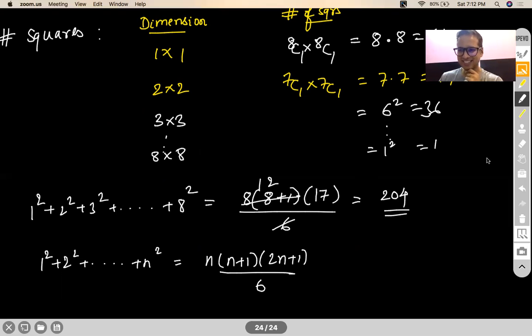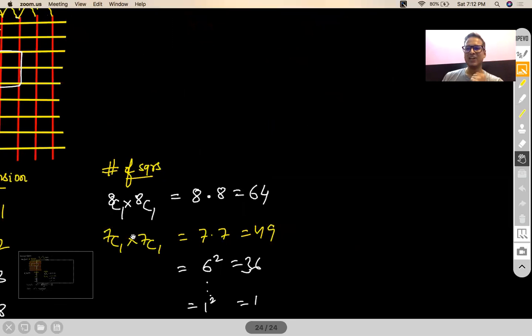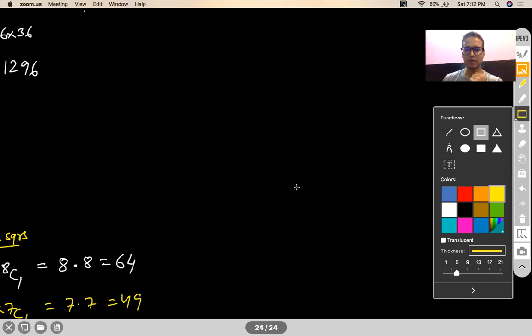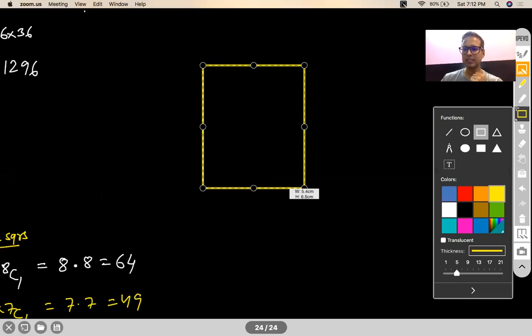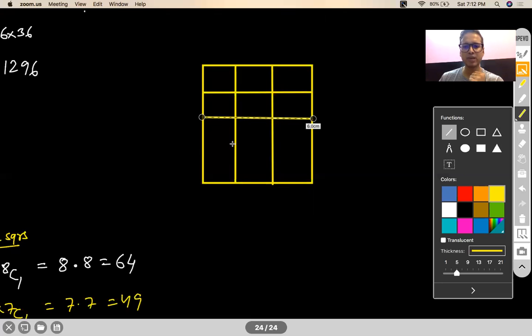Got it? Okay. All right. Now let's do a question. Let's say each of these boxes is a square. Okay. Each of these boxes is a square, even though it might not look like one.